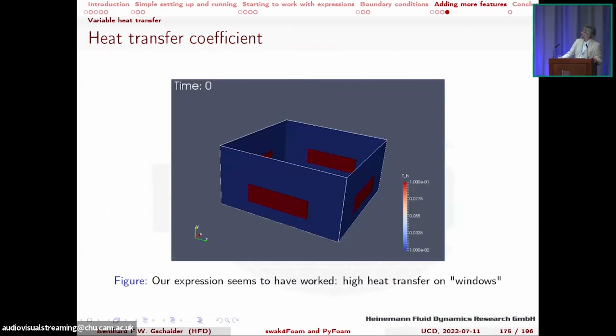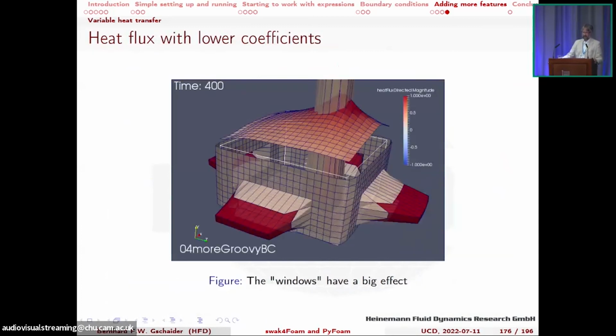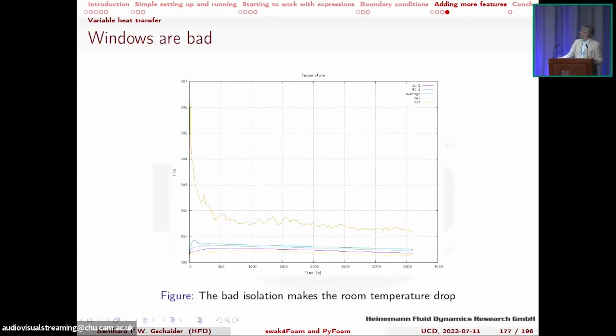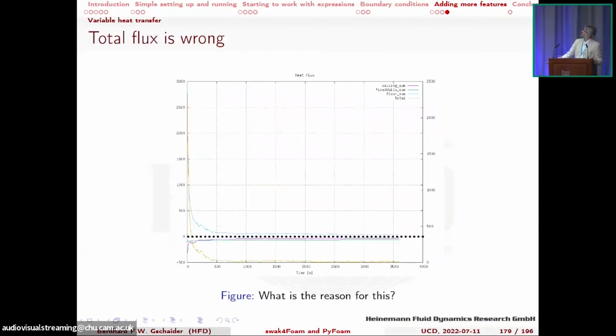And here Ignaz uses this to set the heat transfer coefficient for this case on the outer walls to a higher value, because in this case the windows are less insulated, and so he gets higher heat transfer out where the windows are, and yeah, the results change.